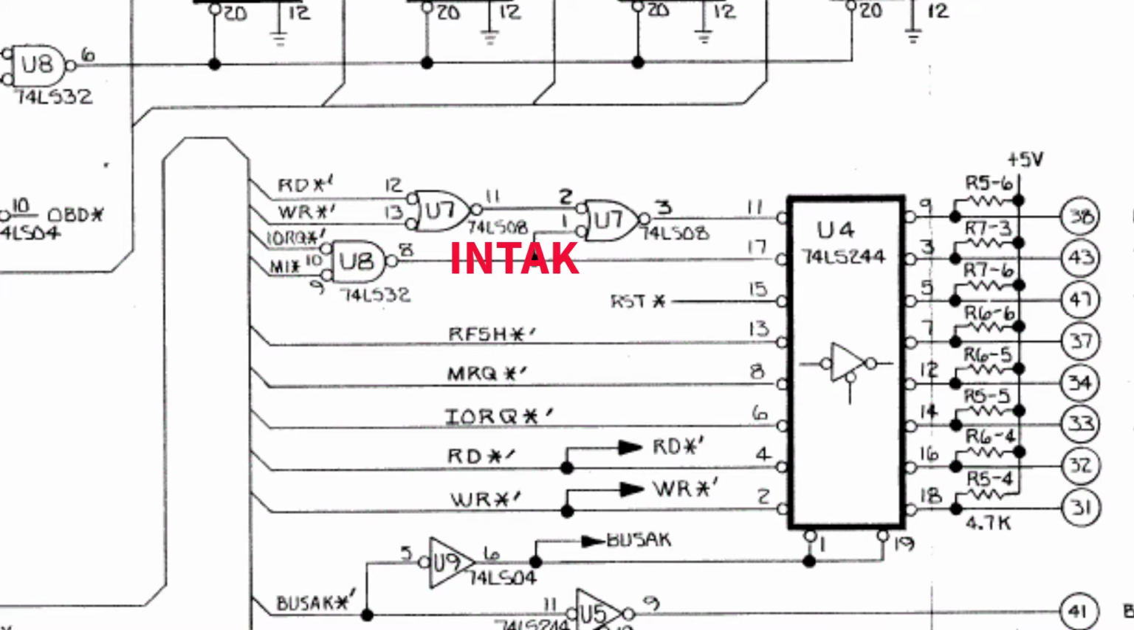Now that goes into this U7 gate that says we OR together the currently reading or writing signal with the interrupt acknowledge signal, and if either of those are true, then this output goes true, and this is the strobe called machine cycle synchronize, or MC sync, which again is active low.